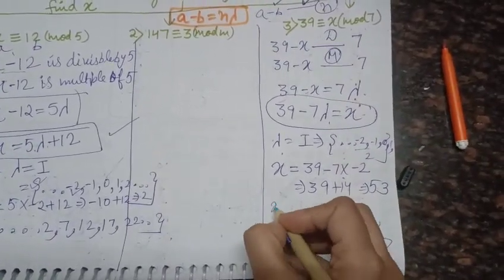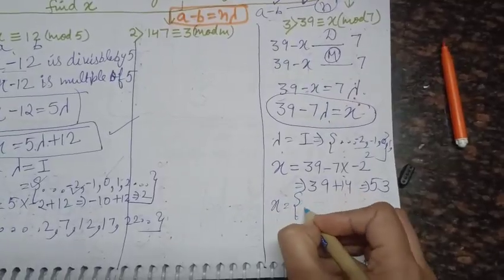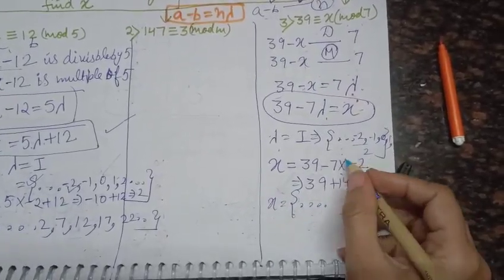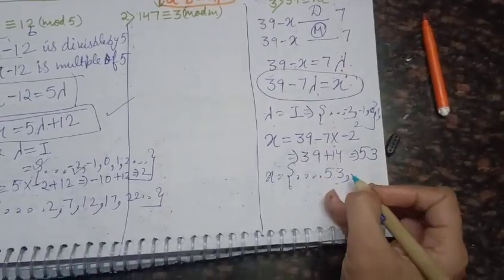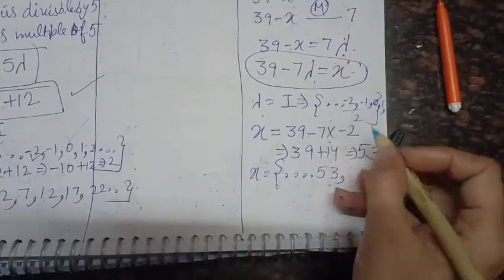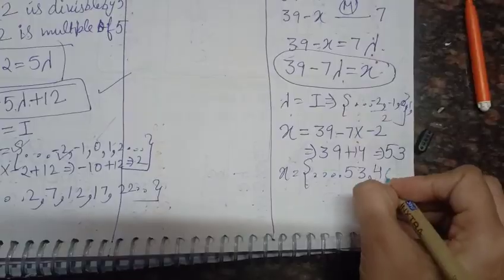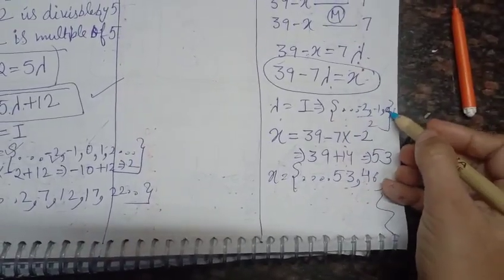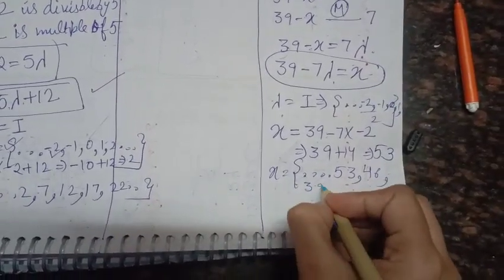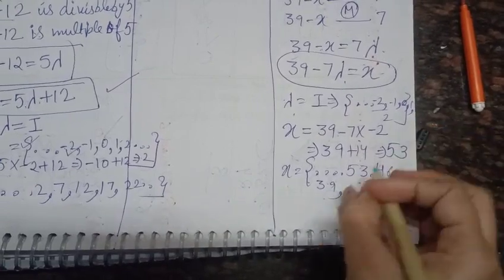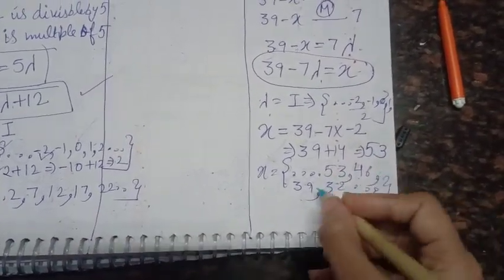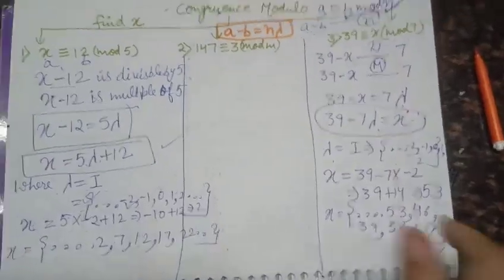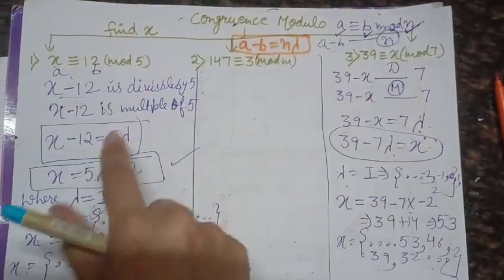So the value of x becomes dot dot dot, instead of -2 it becomes 53, then instead of -1 it becomes 46, then instead of 0 it becomes 39, then for 1 it becomes 32, and so on. You can write 2 or 3 values only. So beta, this and this is totally same.